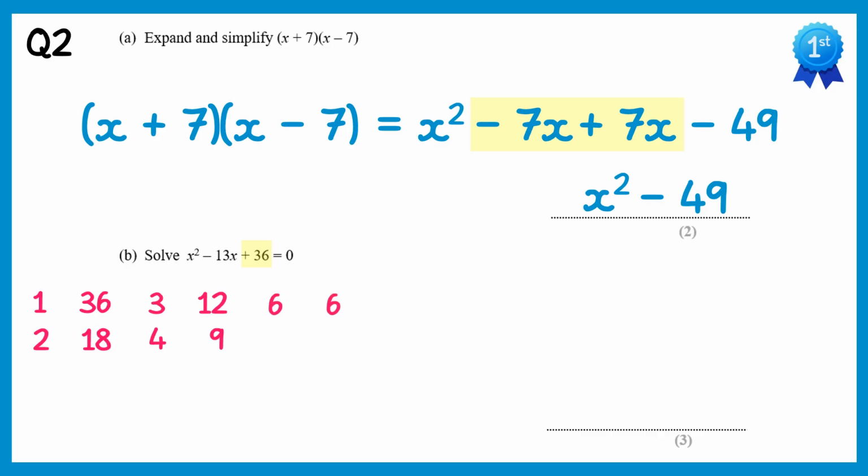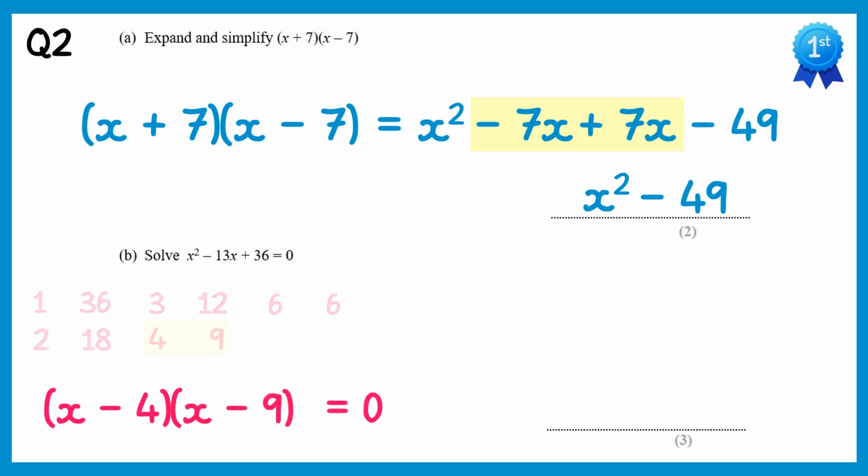Now we need to pick the pair here that adds together to give you 13, specifically negative 13, but that means we'll have some negative signs in our brackets. So the pair we're interested in here is 4 and 9. This tells us the brackets will be x subtract 4, x subtract 9, and this equals 0.